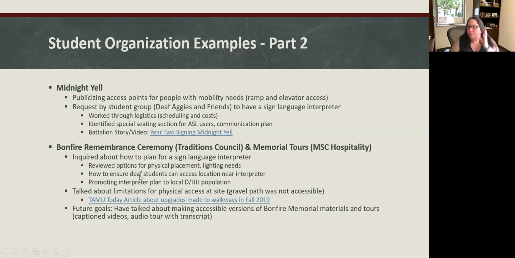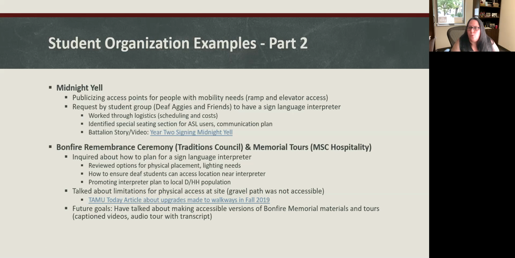So here are two other big things that we've consulted on. Midnight Yell: we've been doing Midnight Yells for a long time, but especially after renovations and before renovations, making sure people can find the accessible path and that it's advertised. We actually have information on our website to help with that, so people trying to get into Midnight Yell or football games know where those paths are.